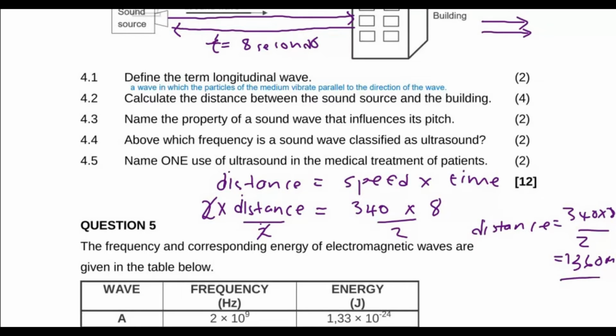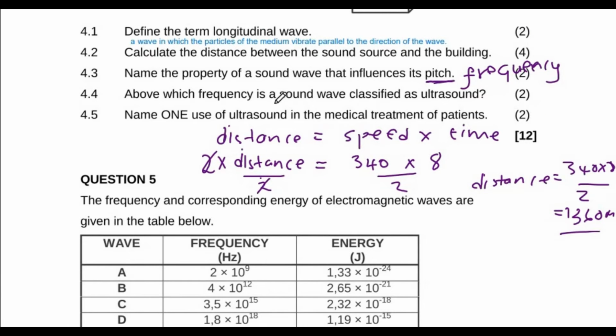So we've done 4.2, 4.3. Name the property of sound that influences its pitch. We spoke about this earlier when we said that property of sound is the frequency. The frequency is related to the pitch. The loudness is related to the amplitude. The tone or the quality of sound is related to what? So those are the properties of sound: the pitch, the tone, as well as the loudness.